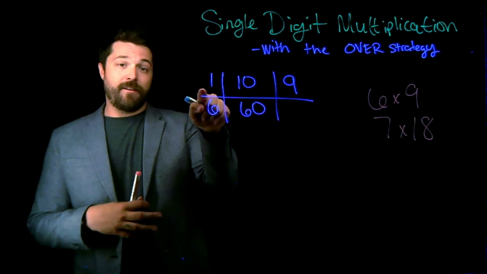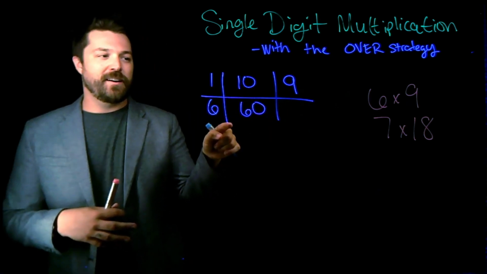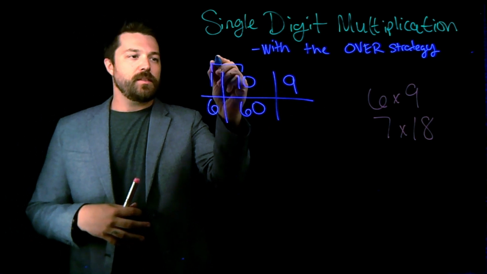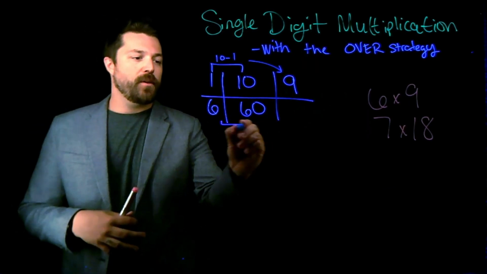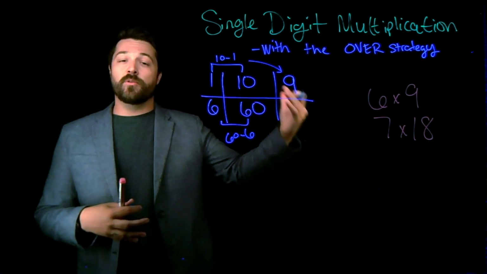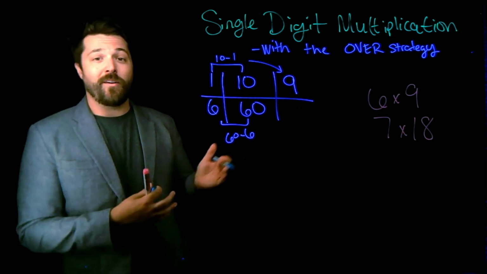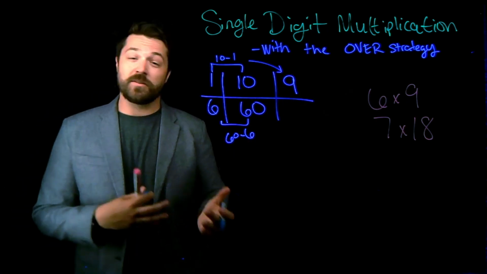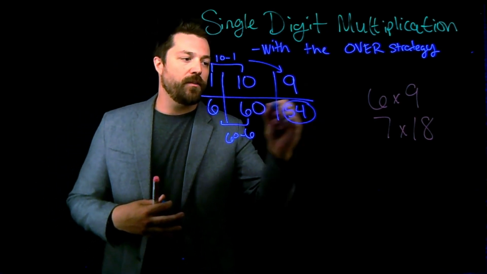And I know that one group of 6 is 6, and I know that 10 groups of 6 is 60. So because 10 minus 1 gives us that 9, I can just do 60 minus 6, and that will give me 9 groups of 6. And 60 minus 6, if I know my pairs to 10 really well, something we start working on as early as kindergarten, 60 minus 6 is 54.